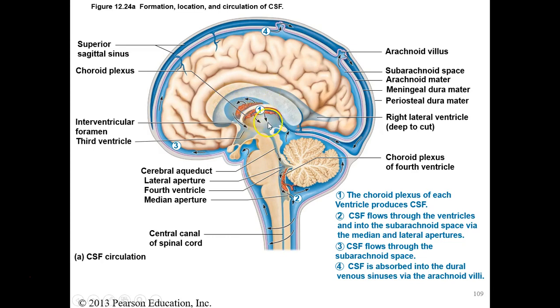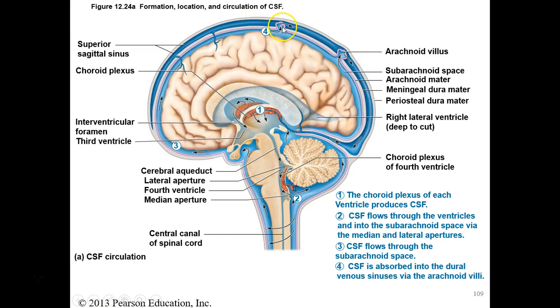The CSF then circulates through the ventricular chambers from the lateral ventricles to the 3rd ventricle, through the cerebral aqueduct, and down into the 4th ventricle. From the 4th ventricle, there is a midline aperture and 2 lateral apertures by which the cerebral spinal fluid can escape the ventricular system and be released into the subarachnoid space. The CSF then circulates through the subarachnoid space surrounding the spinal cord and the outer surface of the brain. In certain regions, the arachnoid membrane projects through the dura and into the venous sinuses that run through the dural folds, particularly the superior sagittal sinus in the longitudinal fissure, and in these regions the CSF is drained off and returned back to the blood.